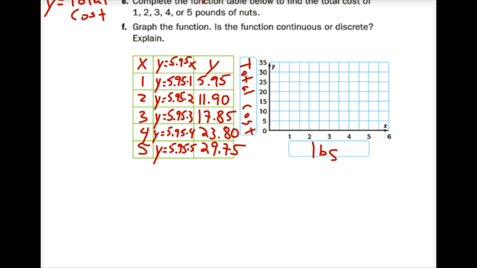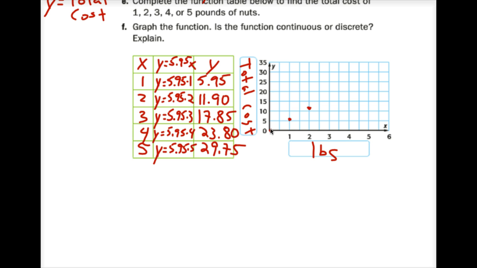So 1 pound is $5.95. That's just above the 5. 2 pounds, $11.90, is a little bit higher than the 10. Has everybody seen how I'm doing that? What if you buy 0 pounds of nuts? It'd be on the origin. How much would it cost? $0. What number means nothing? 0. So the origin is part of this graph.